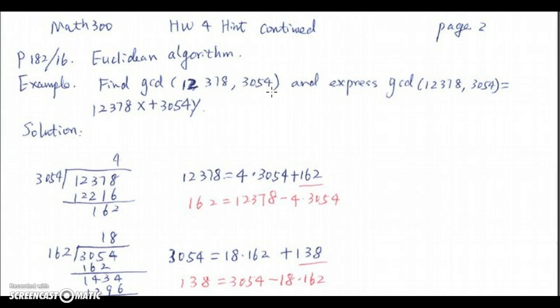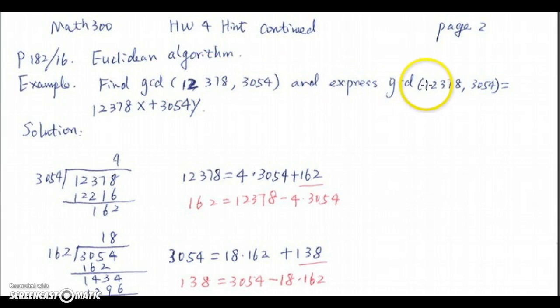We know there are many ways to find the greatest common divisor. We can factor each number and try to find the common factors. But because these two numbers are both very big, it's very difficult. It takes a lot of time to factor each number. So we're going to use the Euclidean algorithm to solve this question.